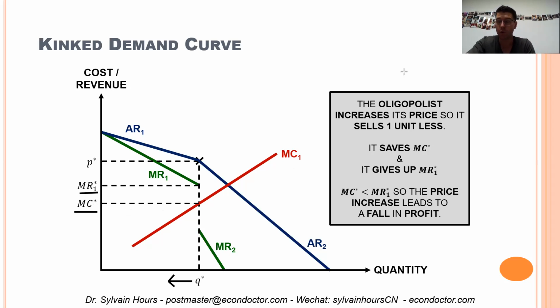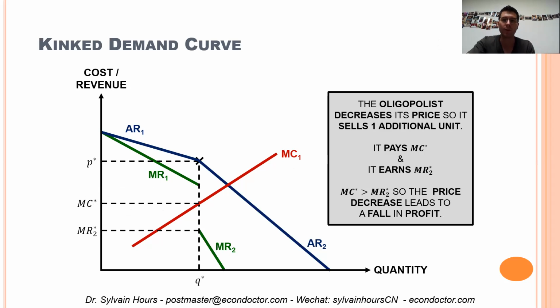Next case, perhaps we should cut the price. Let's see if it's going to work. What's going to happen if I cut the price? So I reduce the price, same thing, so I sell one more unit. So what's bad for me, what is going to decrease my profit, is that I have to produce more.